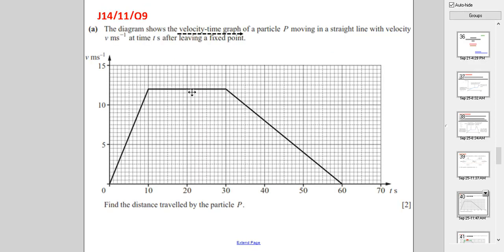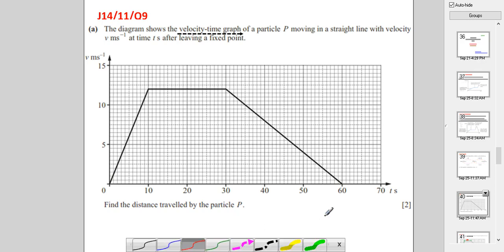The question is given to you here, and this is a velocity-time graph. You have to find the distance traveled by the particle P. It is given to you that P is moving in a straight line with velocity v at time t seconds after leaving a fixed point O. So this question is simple. We have to find the distance, so we will find the area under the curve. The shape is a trapezium. We just need to recall the formula for the area of a trapezium.